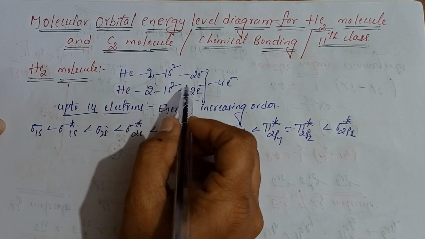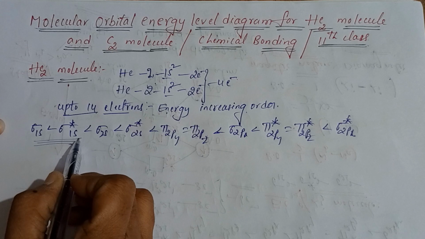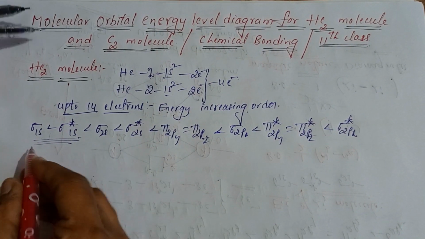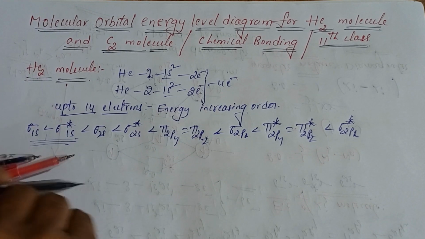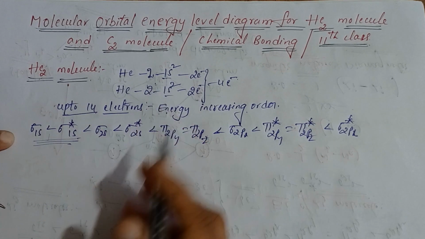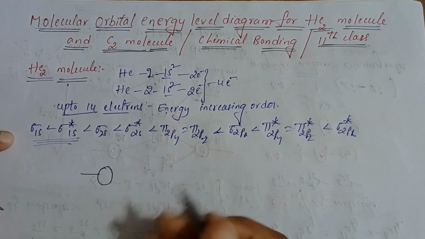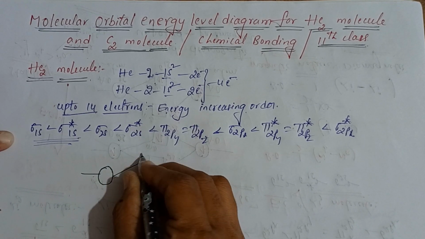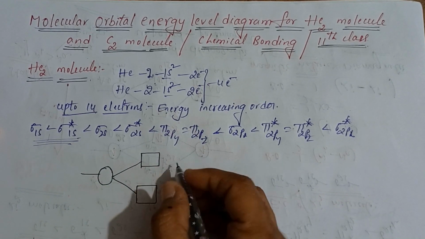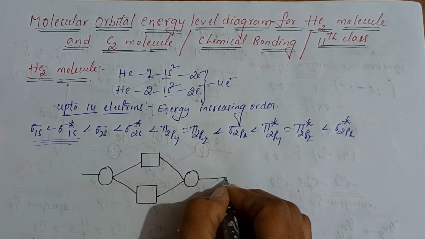Here we have the helium atom with only 1s, so only one diagram we will get, for 1s. Now I'm taking the helium molecule diagram. See here, the He2 molecule diagram. Only 1s electronic configuration, so only one diagram we will get, students. This is the molecular orbital energy level diagram for the He2 molecule, students.